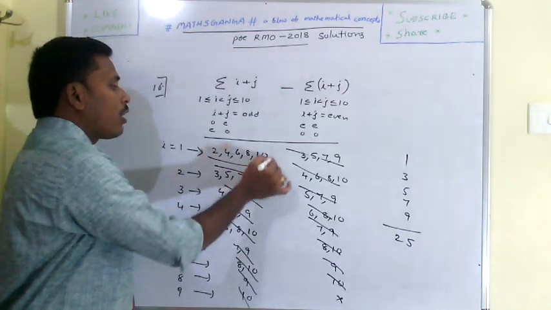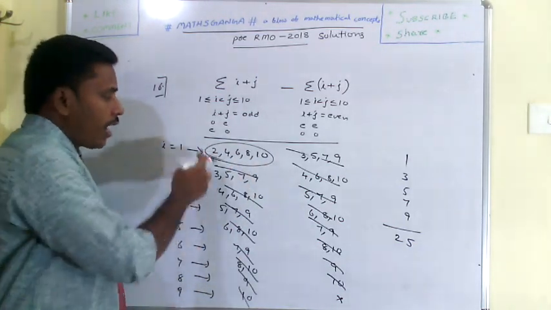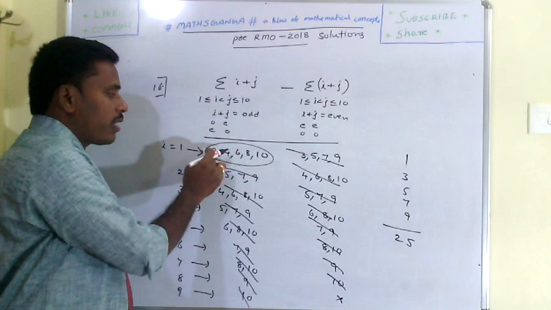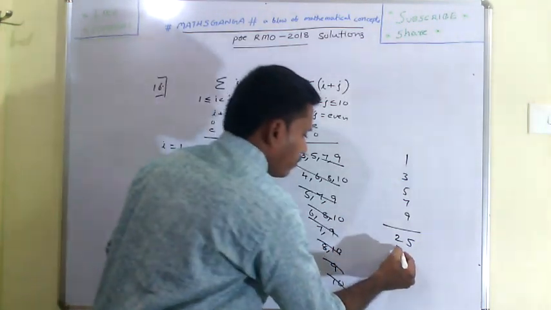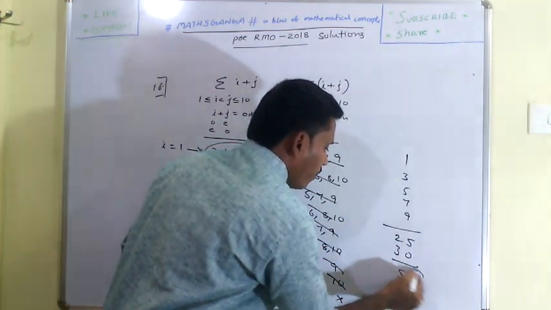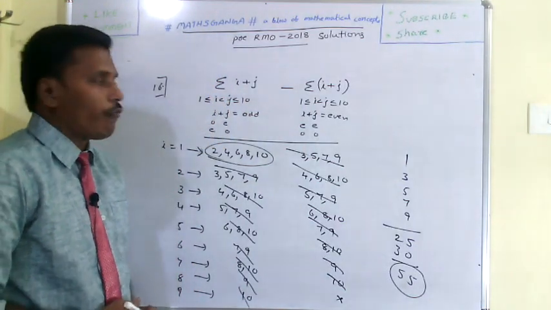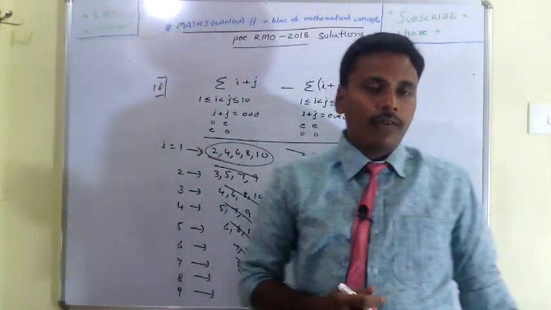Along with this, we also have these numbers. If you add 6 plus 4 is 10, 8 plus 2 is 10, and 10, that is 30. So 30 plus 25, 55 is the sum. 55 is the answer for the given problem.